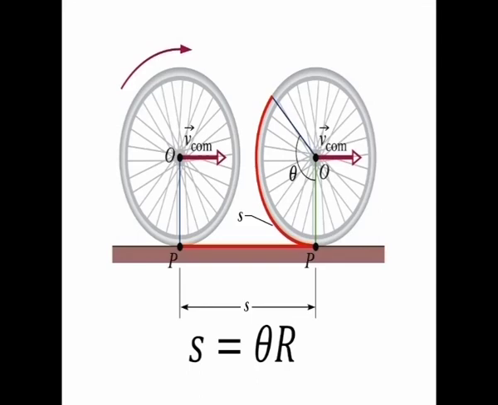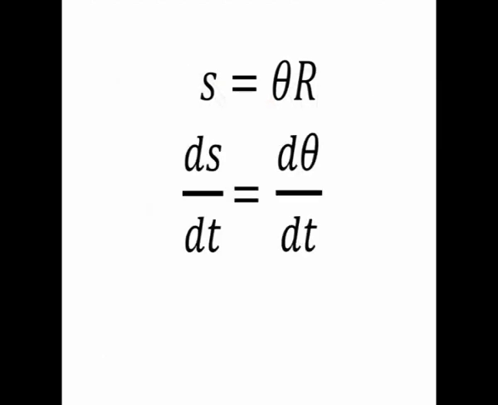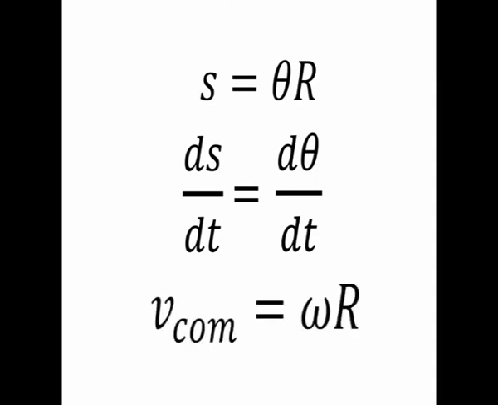R here is the radius of the wheel. The linear speed v-com of the center of the wheel, that is, the center of mass of this uniform wheel, is ds/dt. The angular speed omega of the wheel about its center is d theta/dt. Thus, differentiating this equation with respect to time with r held constant gives us v-com equals omega r. This is the equation for smooth rolling motion.